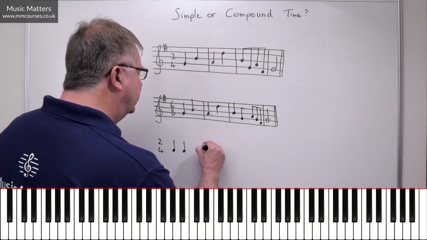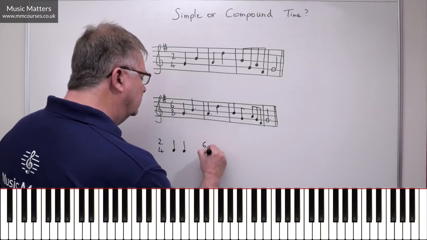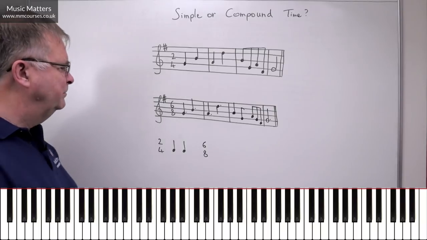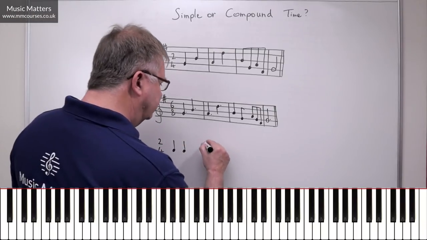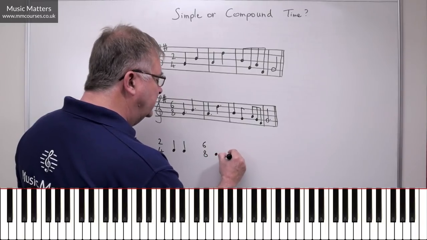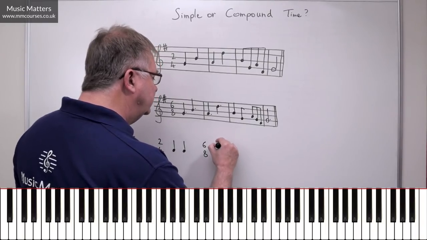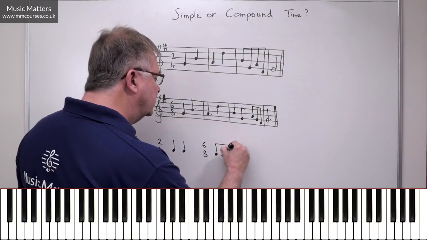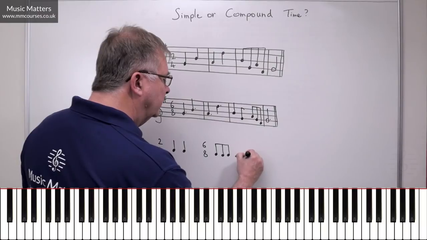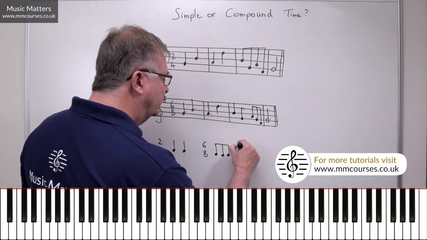When I'm in compound time, it could have been called complicated time. It's not that complicated, but it's called compound time. What does this say? It says I've got 6 quavers or 6 8th notes in the bar, but the additional step is divide them into groups of 3. So there's 1, 2, 3, 4, 5, 6.